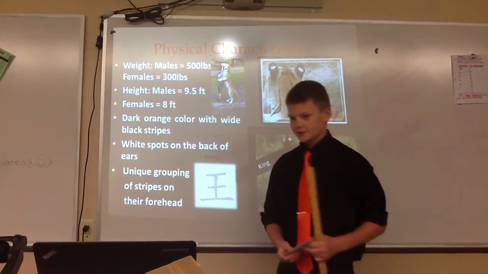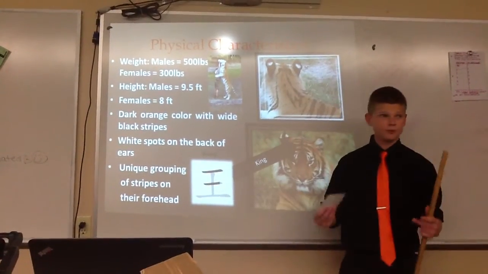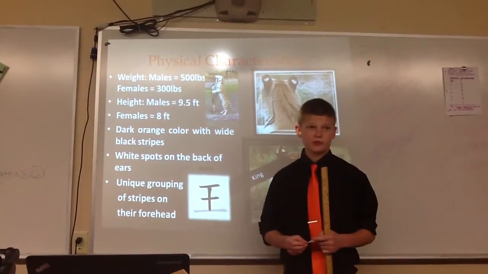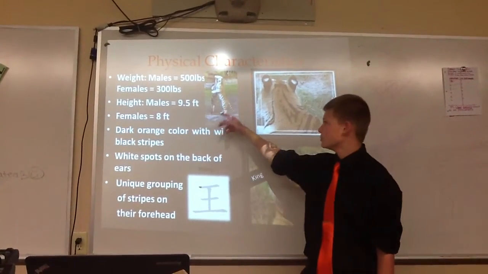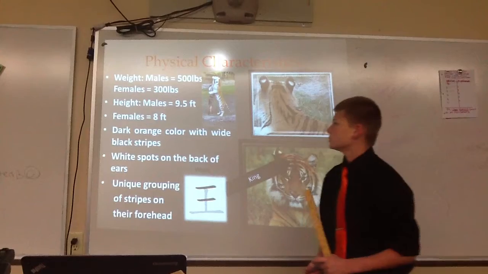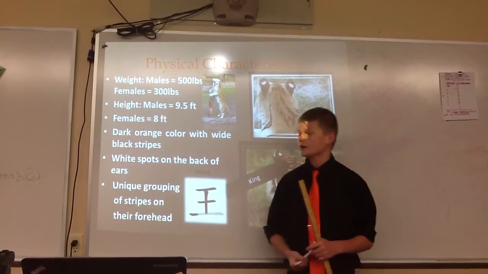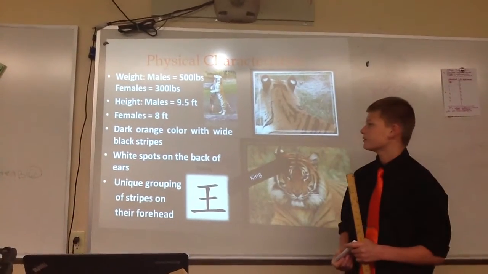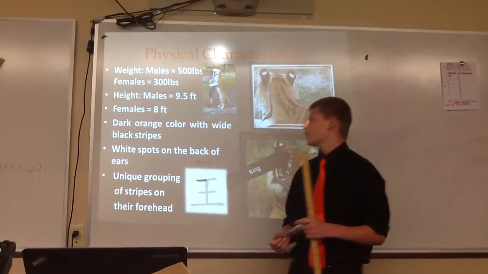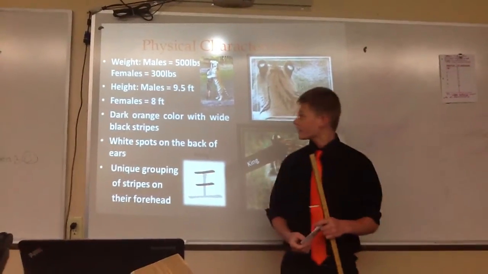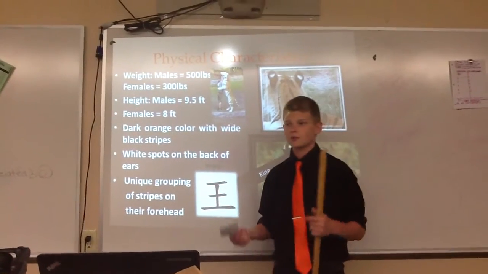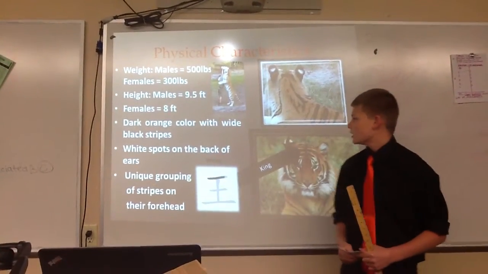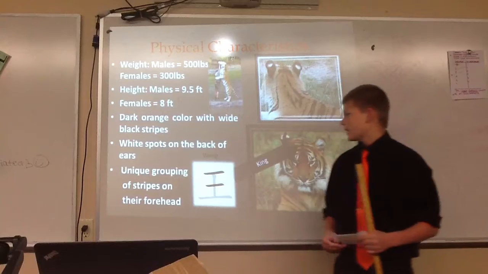Physical characteristics. As I said before, it's a beautiful animal, and it's also a fierce predator, as you can tell by its size. That is how big it is compared to the average human. The male's weight is 500 pounds, the female's weight is 300 pounds, the height of males is 9.5 feet, and the female's height is 8 feet. The Bengal tiger has a deep dark orange color with wide black stripes. This helps it blend in with its surroundings in the jungle. It has white spots on the back of its ears.